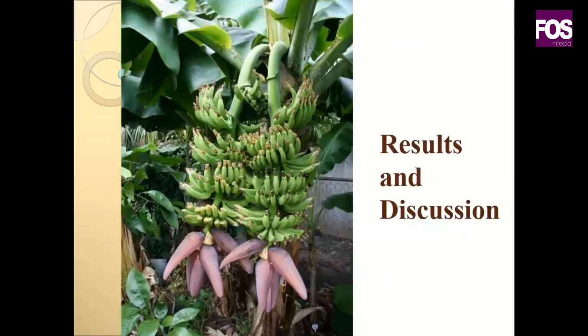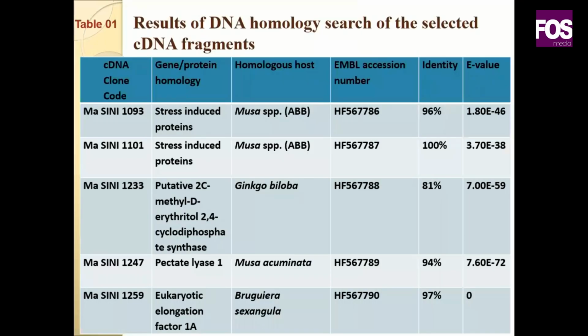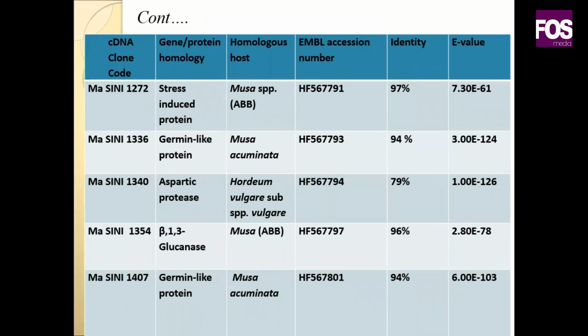Then, as a result of our research, now we are going to discuss the results and our findings. These are the results of the DNA homology search of the selected cDNA fragments. You can see our different cDNA clones and their homology proteins and homology hosts, and the accession numbers we obtained from the EMBL, European Molecular Biology Laboratory, and the identity and E-values. These are the selected clones, as you can see from this table.